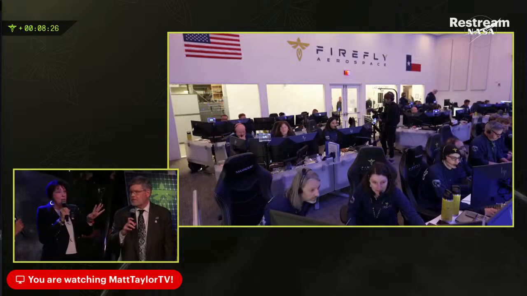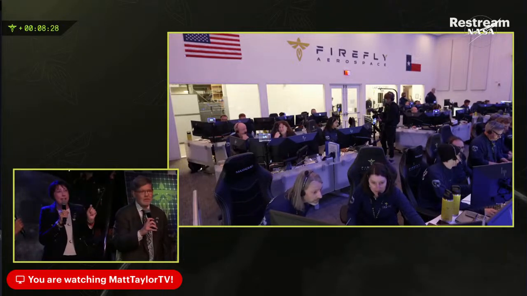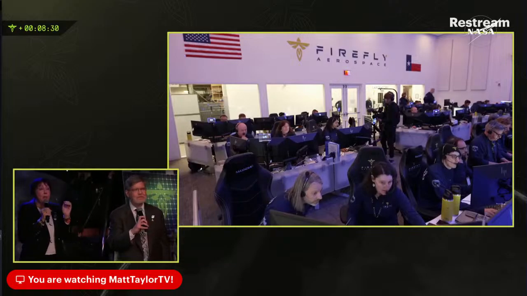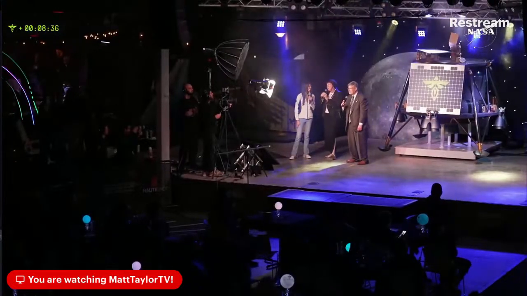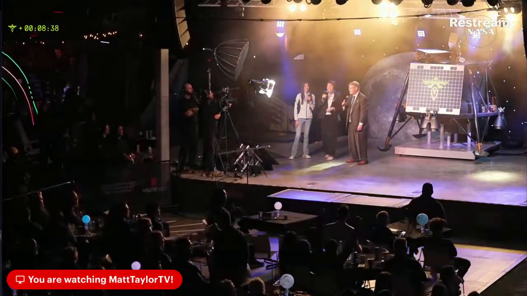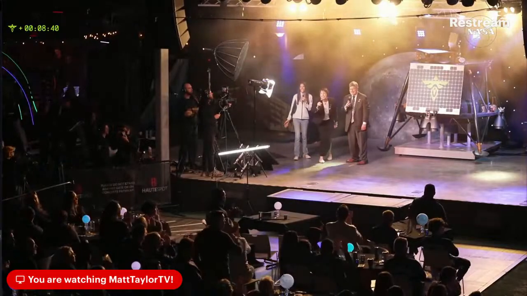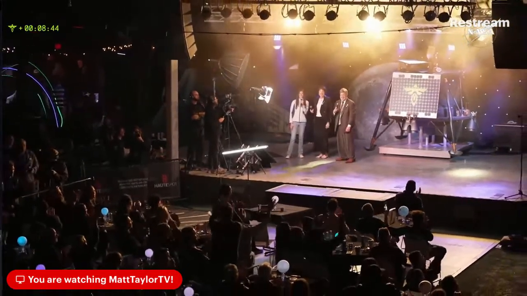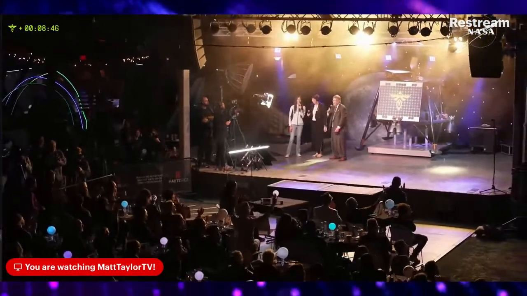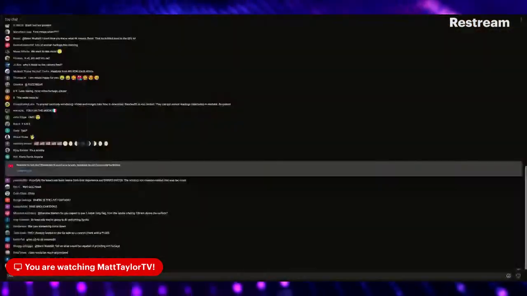I am so proud of everyone in this room because you all had a part in putting this lander on the moon, whether you're a Firefly or a family member of a Firefly or a member of the amazing NASA science team. Congratulations! And remember, they made it look easy.